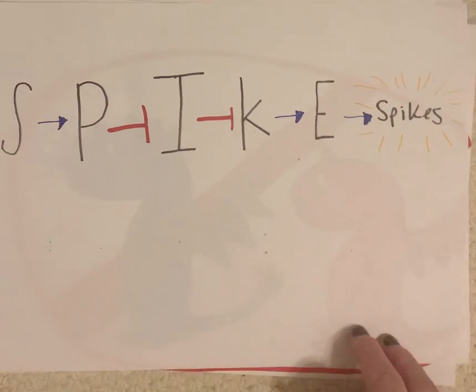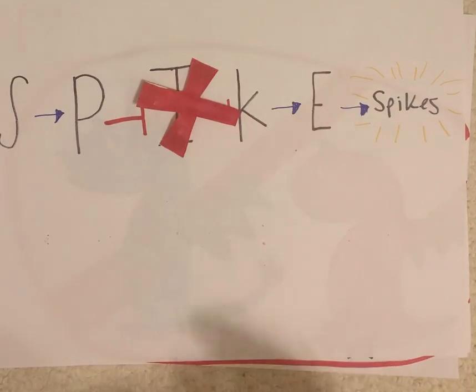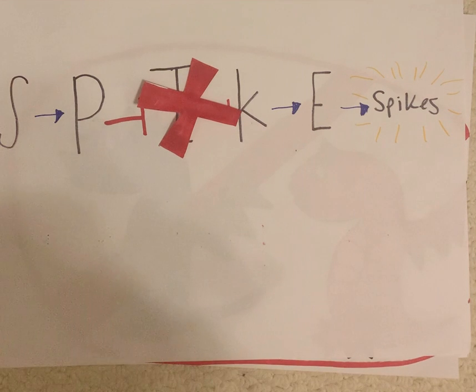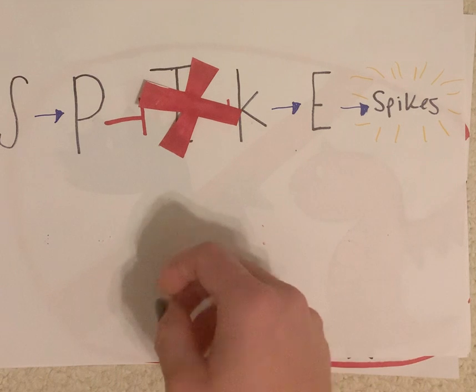The next mutation they wanted to try was with I. The start of the developmental pathway would be the same, where S promotes P and P would block I, but if I is mutated, then P cannot repress it. Without I, there is nothing repressing K, meaning that K can promote E, which then promotes the spike formation.